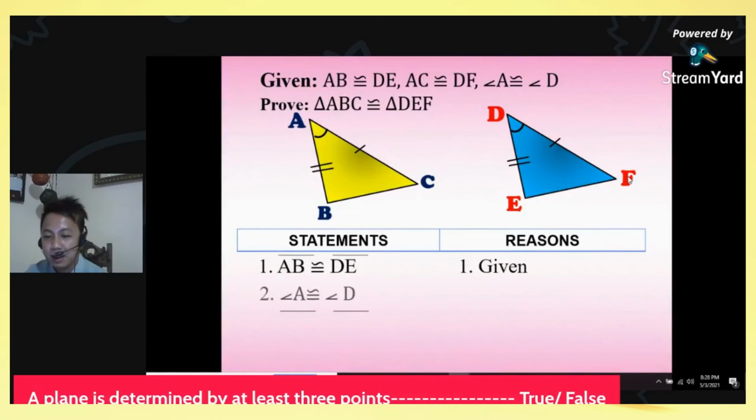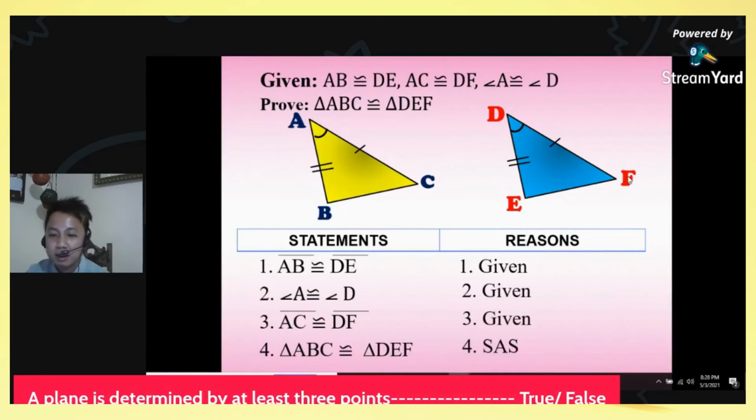Okay, another proving. We have number 1 statement, side AB is congruent to side DE, that is given. Angle A is congruent to angle D, given. Side AC is congruent to side DF, given. So side, angle, side. So triangle ABC is congruent to triangle DEF through the side-angle-side postulate.